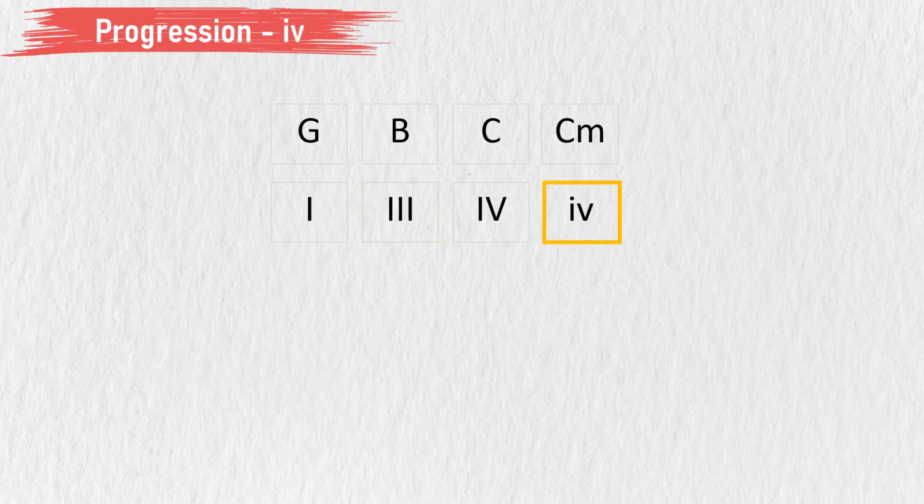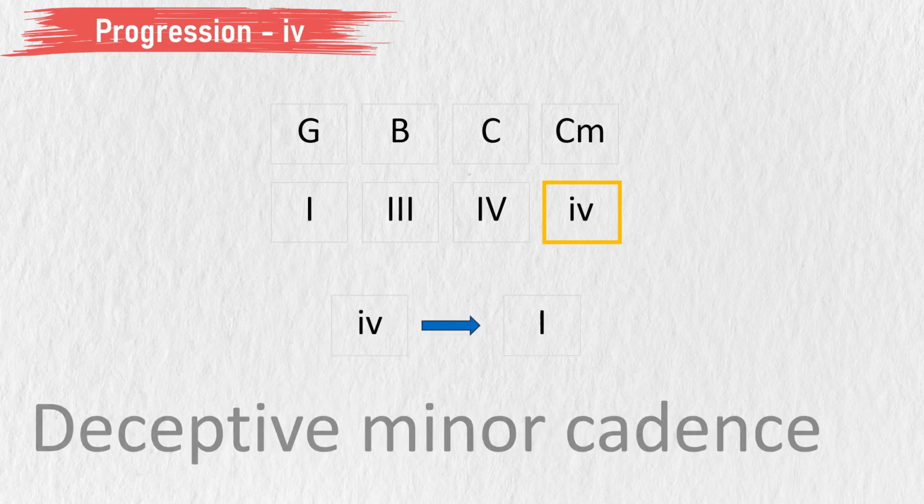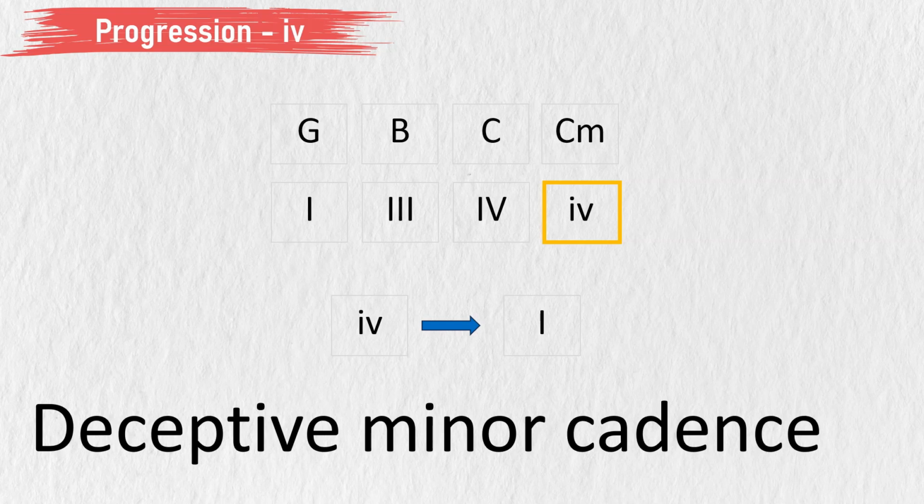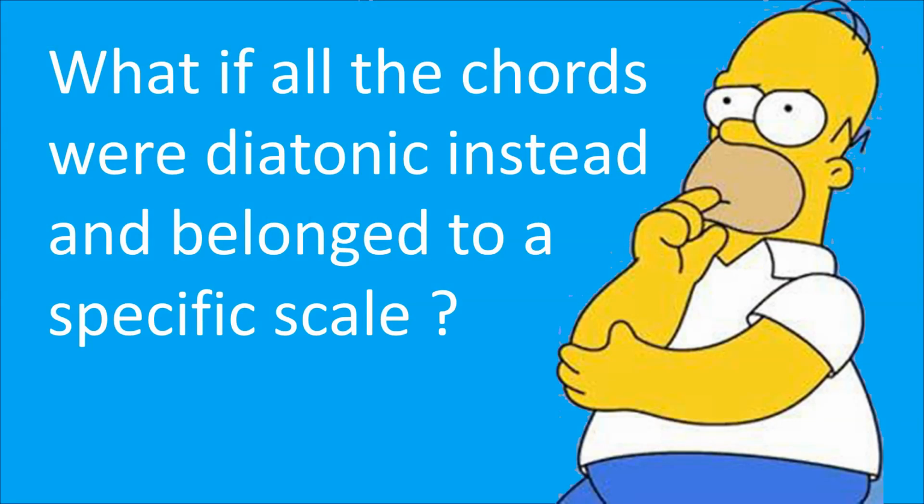And what about the 4th minor? Since the chord is the last one of the phrase, it creates a cadence with the following chord to connect the 2 phrases. 4th major, first, creates a Deceptive Cadence. 4th minor, first, creates a Deceptive Minor Cadence. The cadence creates a loop for the song. Now let's return to the main question. What if all the chords were diatonic and belonged to a specific scale?